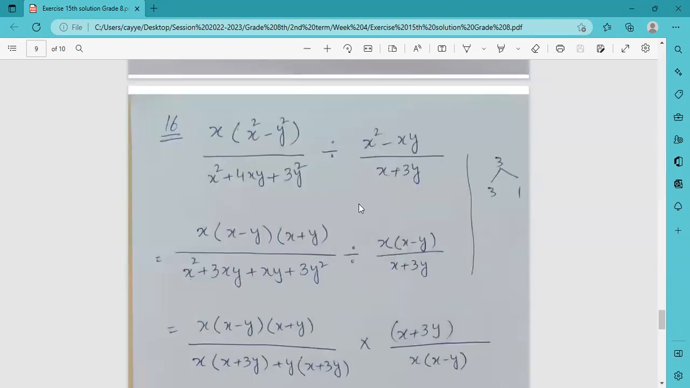Question 16 is the same as we have done. We know that x into x square minus y square. Here we have one thing that is very clear. What is clear? That there is a square and there is a square. And there are 3 terms, so we will apply here the midterm break method. We will change this division sign.